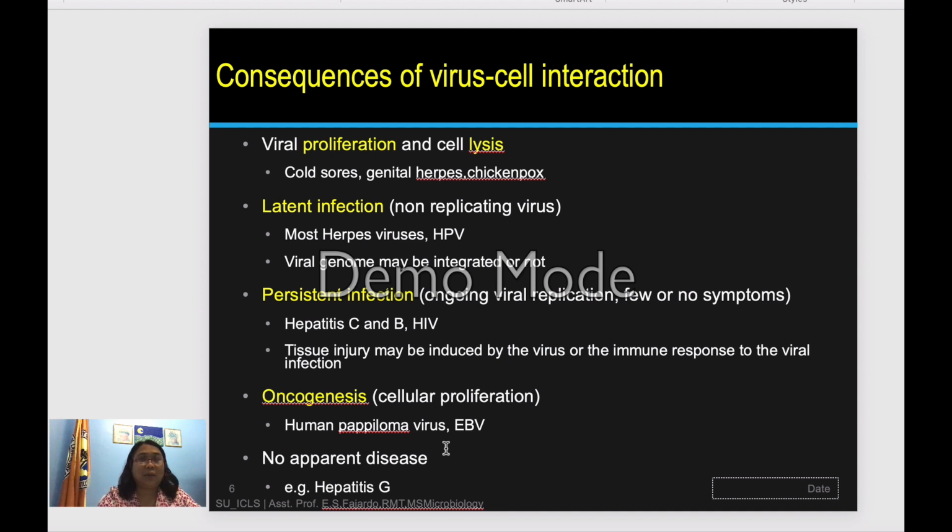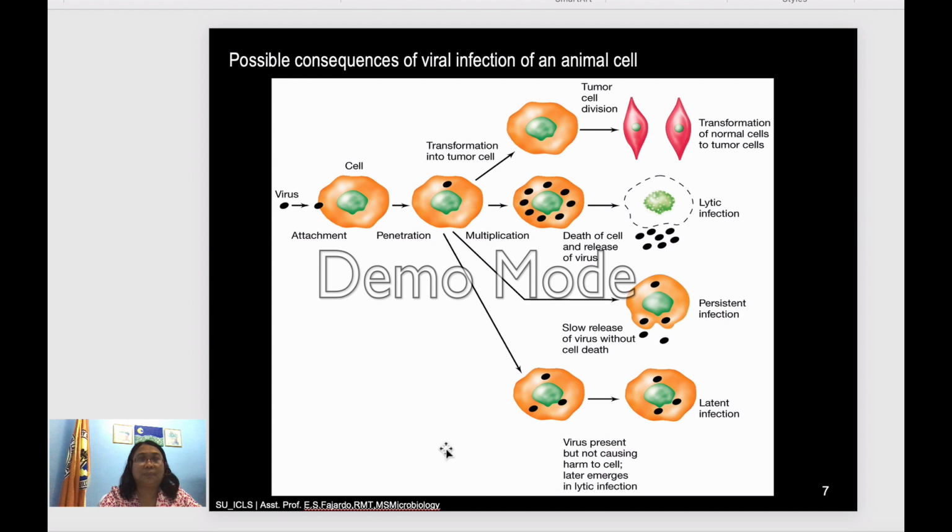Okay? An example of that is hepatitis G. No apparent disease, meaning asymptomatic. You are not actually suffering from an infection. You're just carrying it with you. And it is happy to be in your body, but there is no effect, or no evident effect, on the host cell or on the humans.